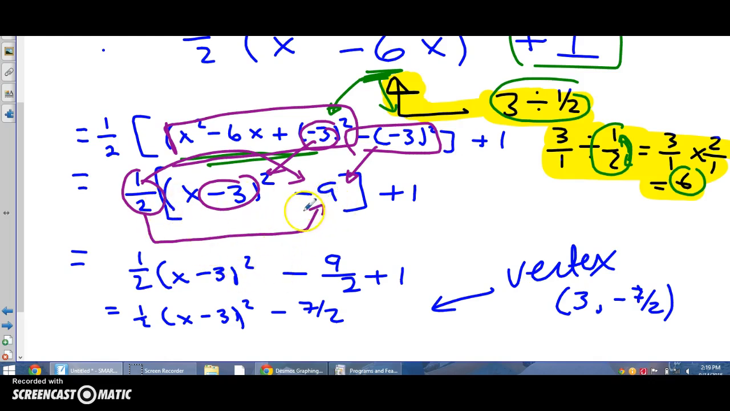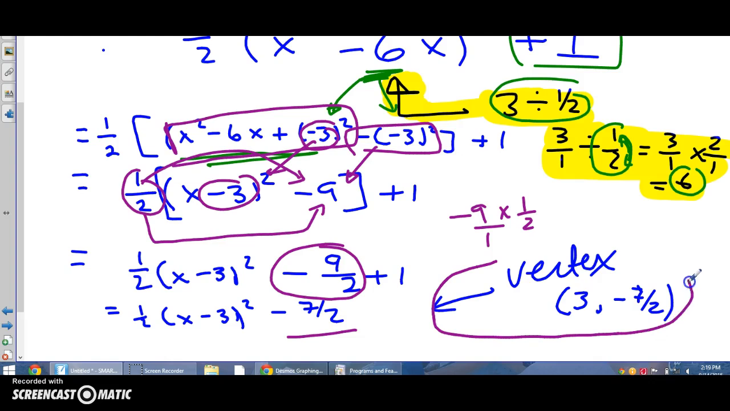So now we have -9 times a half. Okay, and that's the same as -9/1 times a half. 9 times 1 is 9, 1 times 2 is 2, and you end up with -9/2. Plus 1. Then you have to add -9/2 plus 1. You get -7/2. So a little bit of grade 6 math there, combined with some grade 11 math. A lot of fun. People love fractions. And that's my vertex, or that's your vertex. (3, -7/2). Okay, and what's that mean?